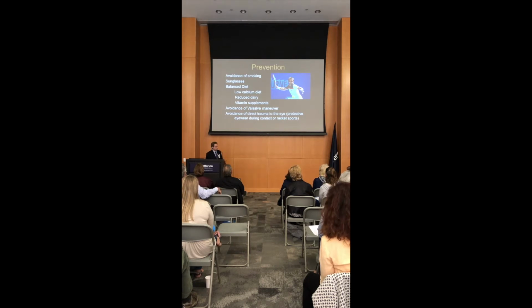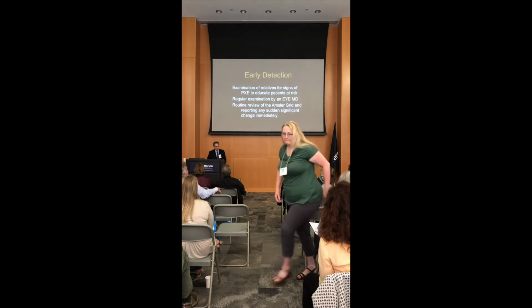The Valsalva maneuver is when you bear down, whether it's at a bowel movement or weightlifting. We try to avoid that in case there are fragile vessels in the eye. We don't want to rupture those. Especially important is to avoid trauma to the eye, because even mild trauma can cause a hemorrhage if you have these angioid streaks and fragile blood vessels. So we recommend protective eyewear during contact or racket sports.